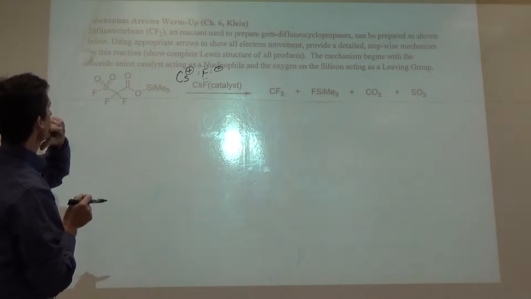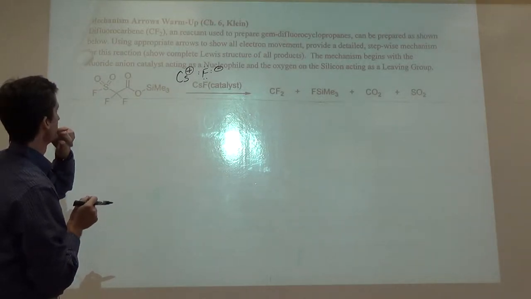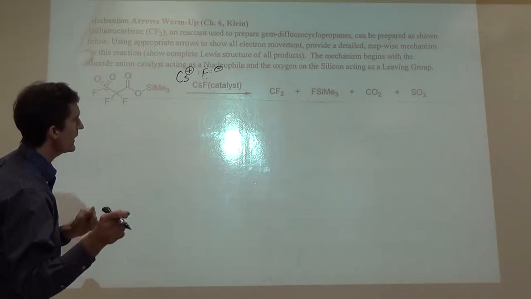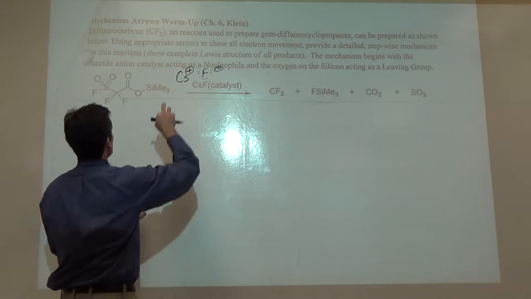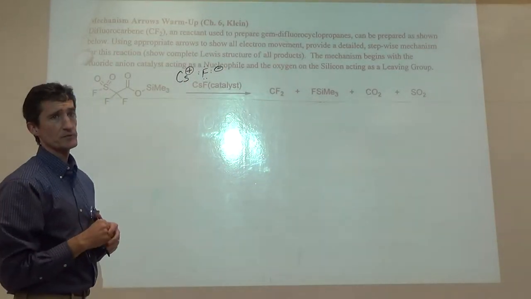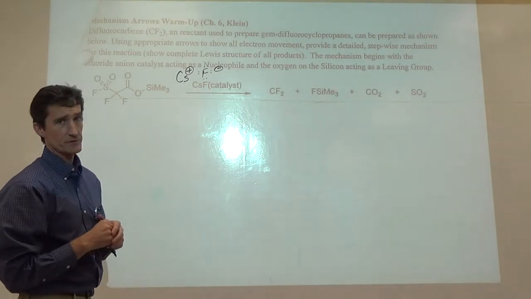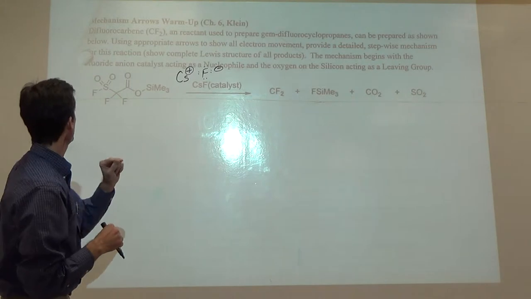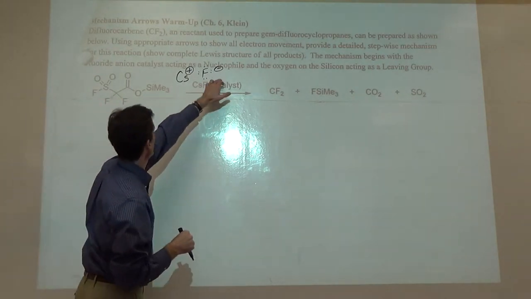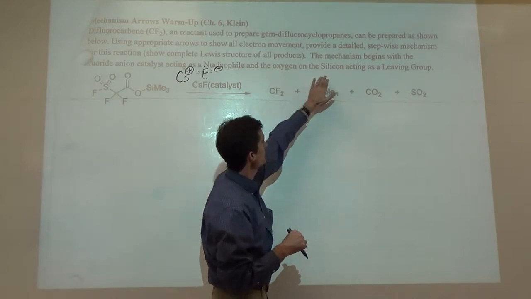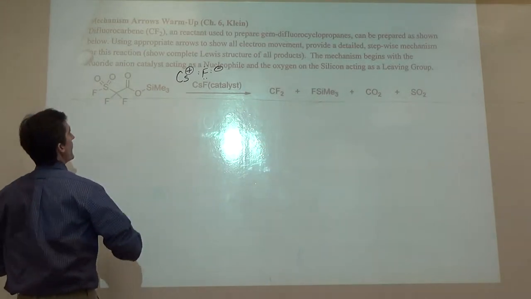The instructions say using appropriate arrows to show all electron movement, provide a detailed stepwise mechanism, show complete Lewis structure of all products. A number of folks did not show complete Lewis structures. Many folks did not do that. The mechanism begins with the fluoride anion, there it is right there, acting as a nucleophile, and the oxygen on the silicon acting as a leaving group.